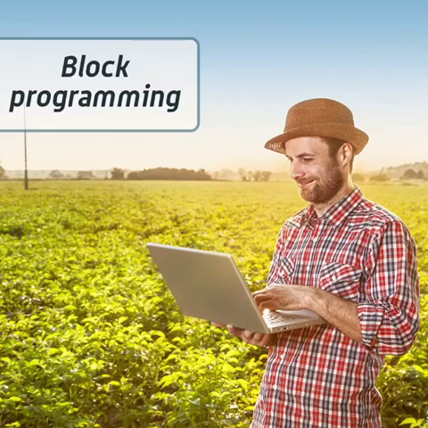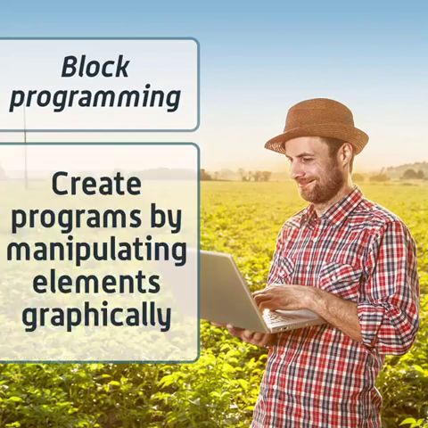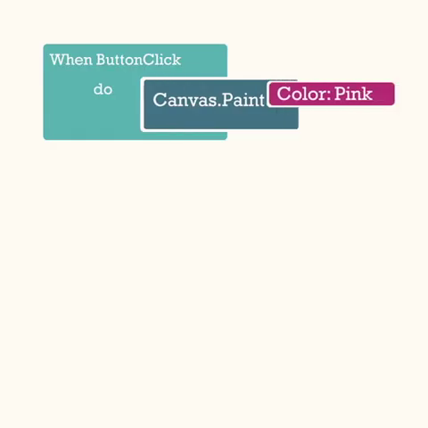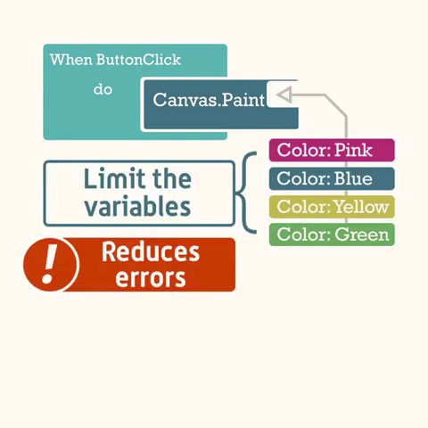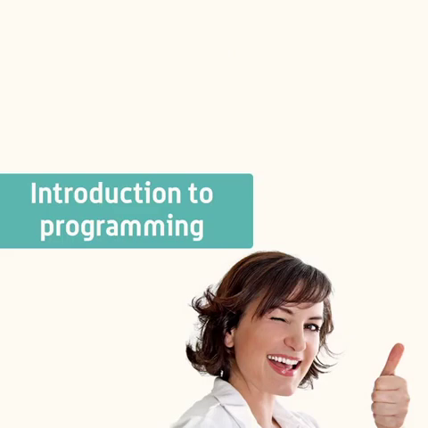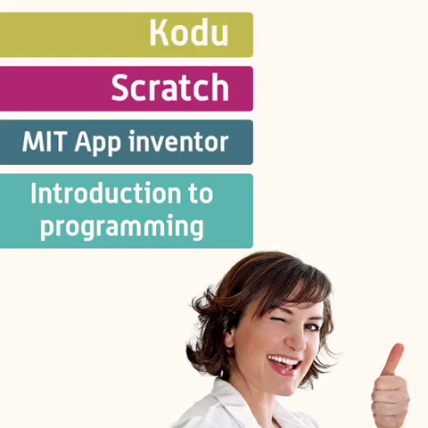In recent times, a simpler way of programming has been developed called block programming or visual programming. This has been developed so users can create programs by manipulating program elements graphically, rather than having to remember the textual commands. These blocks are like jigsaw pieces that are connected together. This limits the scope of variables, reducing the amount of errors that will occur. Block programming acts as an introduction to programming for beginners. There are many examples of this type of programming, such as Kodu, Scratch, and MIT App Inventor.